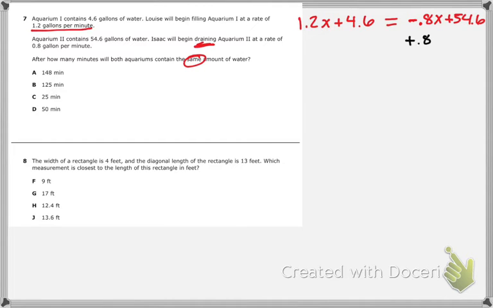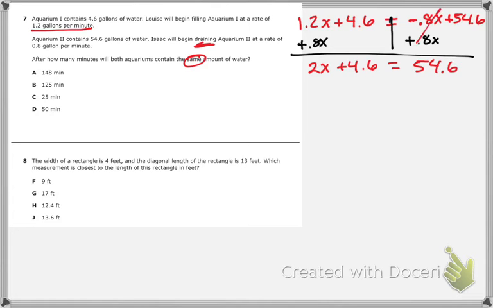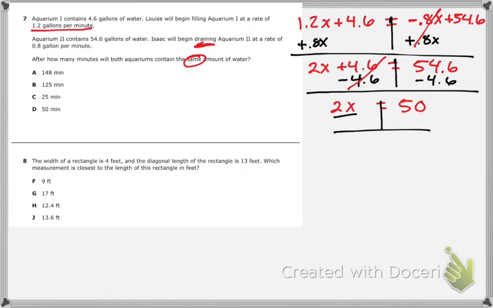Here I would add 0.8x to the 1.2x. Right? We can split it up. Here we get 2x plus 4.6 is equal to 54.6 because these cancel out. Then we would move our constant, which is 4.6, by subtracting 4.6. We get 2x is equal to 50. Next part, we will divide by our coefficient, so divide by 2. X is equal to 25. So here, our answer is C, 25 minutes.